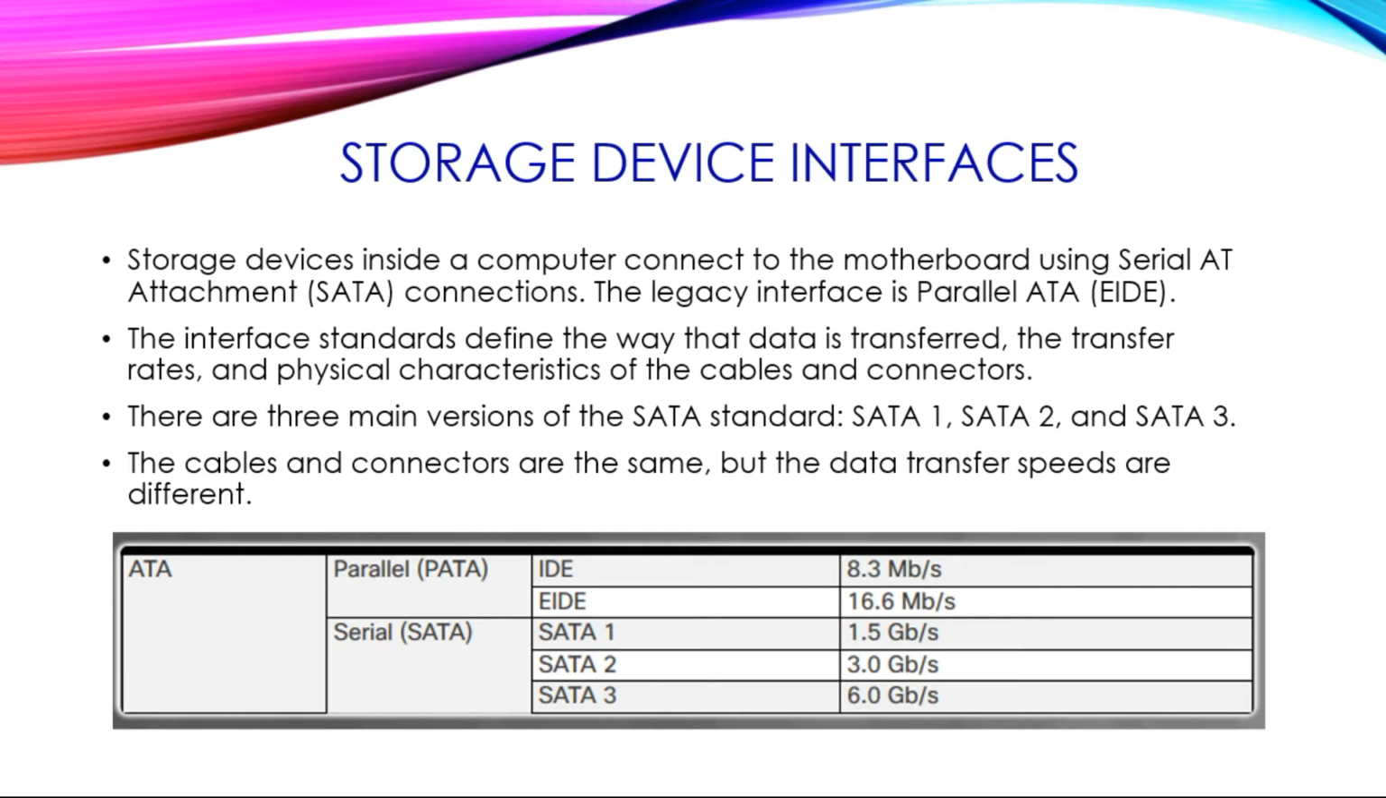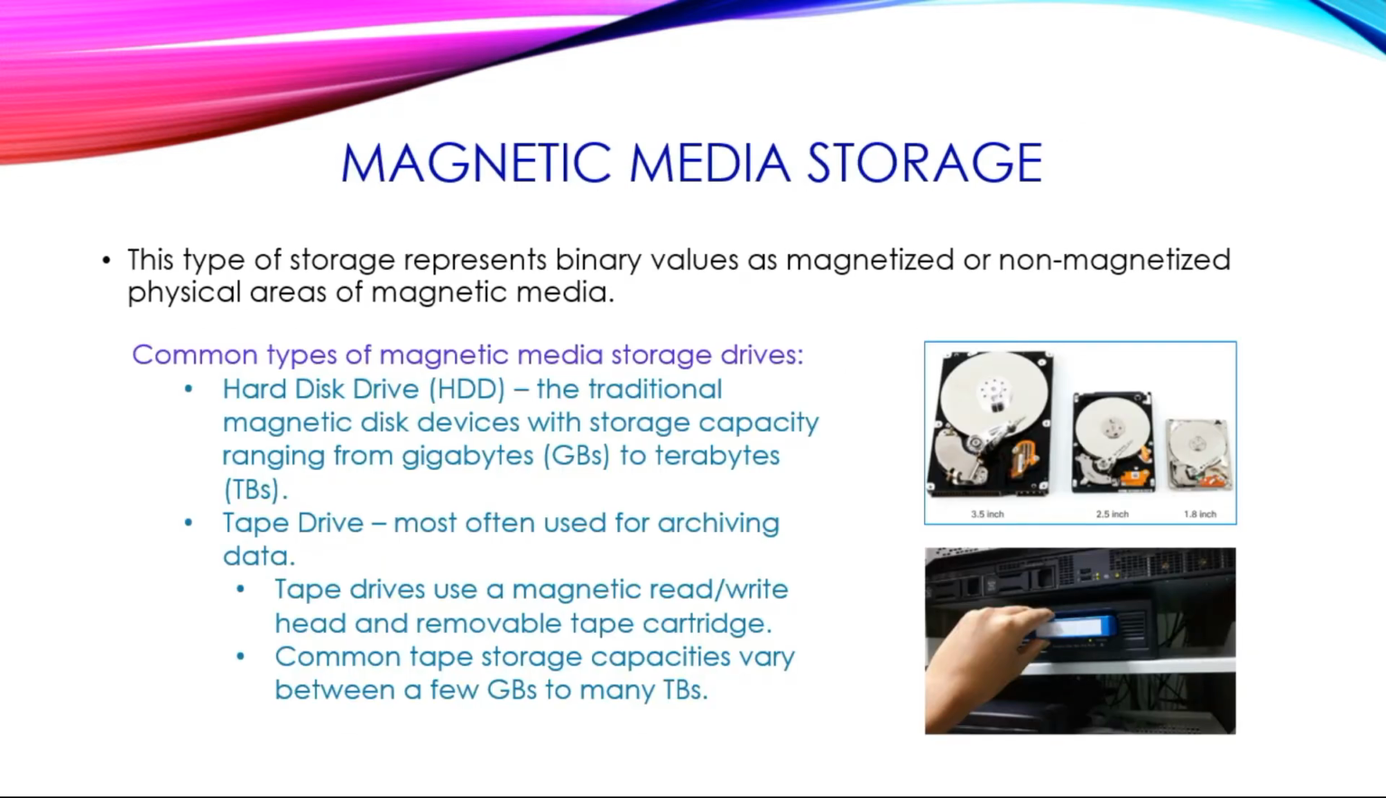As shown in the figure, IDE supports 8.3 MB per second. The latest one, EIDE, supports 16.6 MB per second. SATA 1 supports 1.5 Gb per second. SATA 2 supports 3.0 Gb per second and SATA 3 supports 6.0 Gb per second.